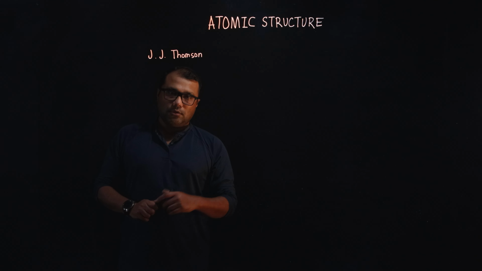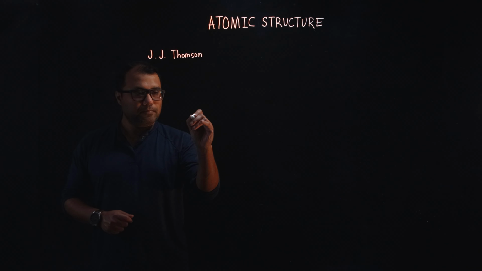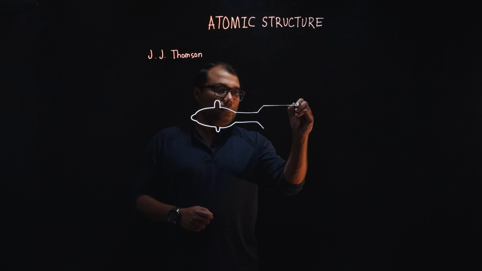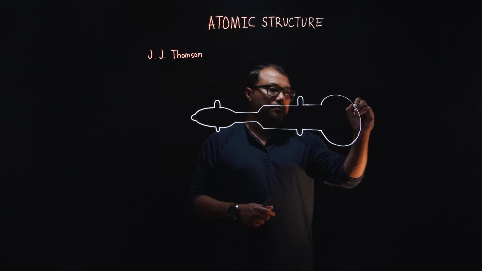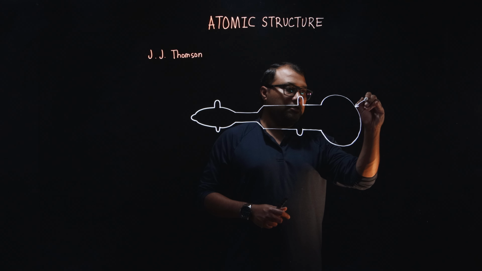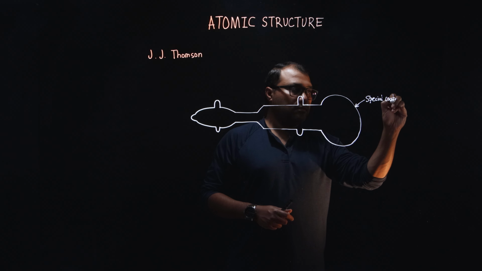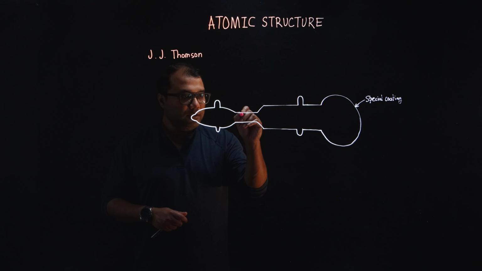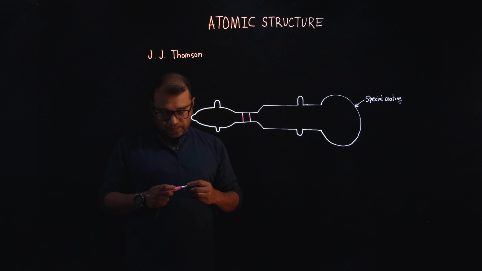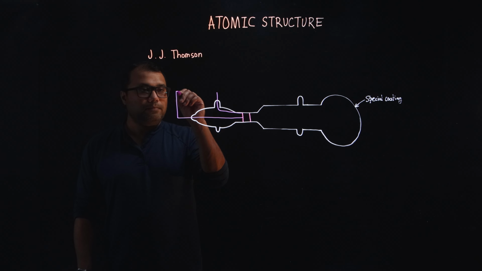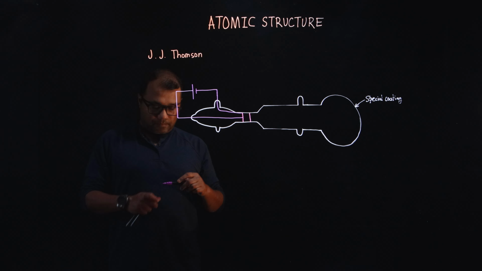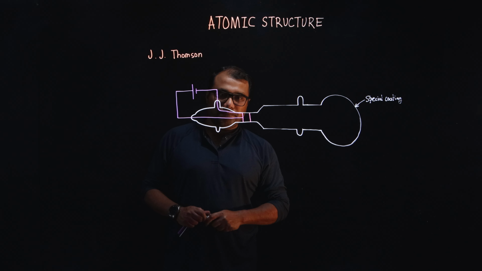So this is Thomson's cathode ray tube. Okay, so in Thomson's cathode ray tube, he had a special coating here. He had two metal plates here, okay, and then he connected these metal plates with a power source like this. This cathode ray tube is vacuum.